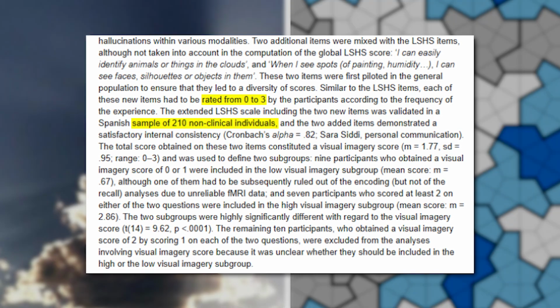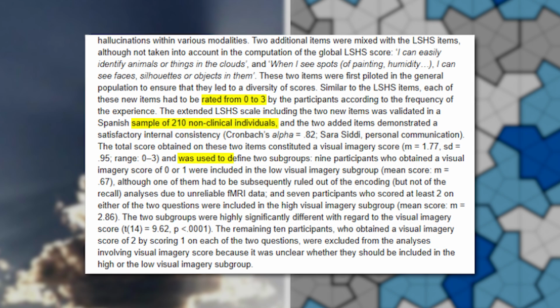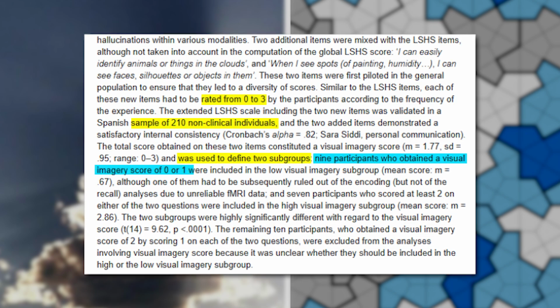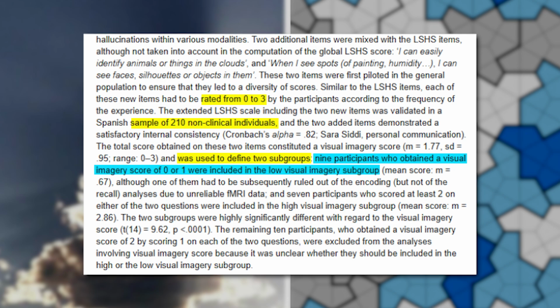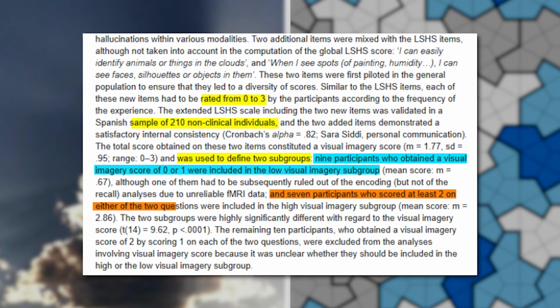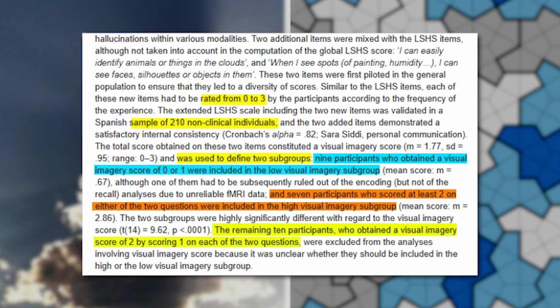These 2 items created a visual imagery score used to form 2 subgroups. 9 participants with scores of 0 or 1 were in the low visual imagery group, while 7 with scores of 2 or higher were in the high group. 10 participants with ambiguous scores of 2, scoring 1 on each item, were excluded from visual imagery analysis because it was unclear whether they should be included in the high or low visual imagery subgroups.